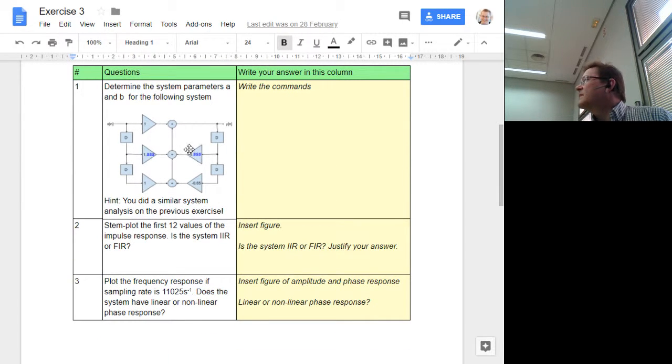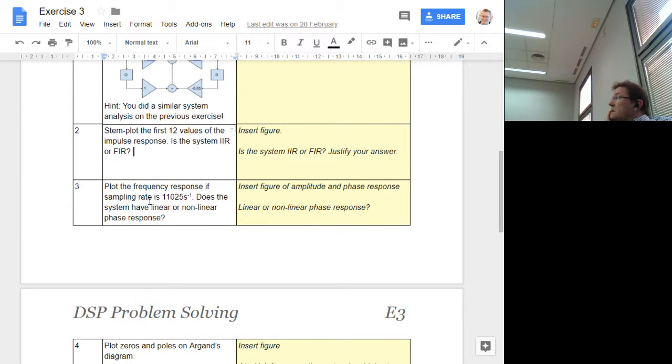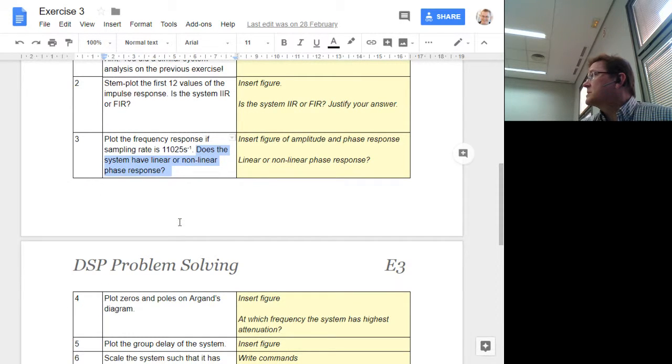system. I think this one has something different. Yes, it actually has a little bit of difference from yesterday. And then stem plot the first 12 values of the impulse response and determine if the system is IIR, meaning infinite impulse response, or FIR, which is finite impulse response system. And then plot the frequency response at given sample rate, and then does the system have linear or nonlinear phase response.